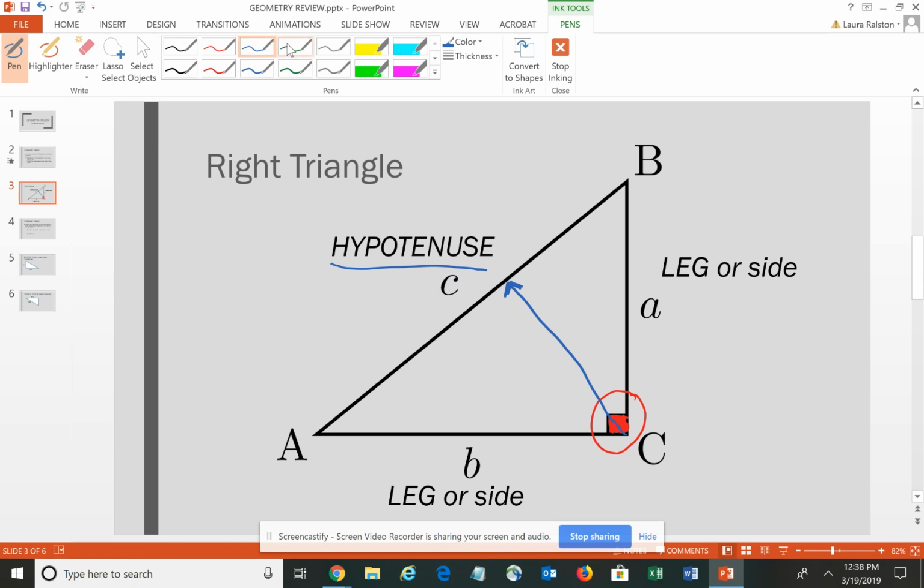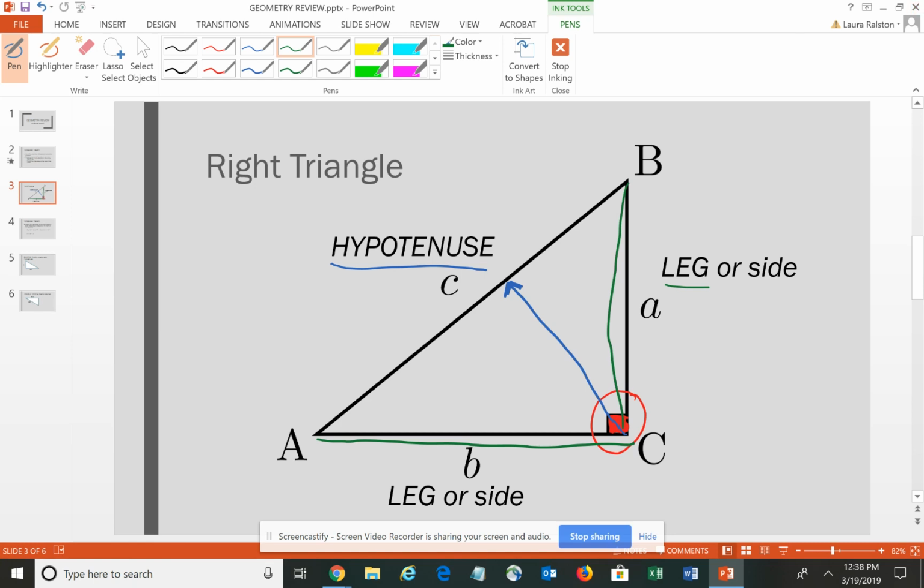The two lines that come together to create the right angle, which I've highlighted here in green, can be called legs, or they are sometimes called sides. It just depends upon which author or textbook or instructor you might have, but they're called legs.